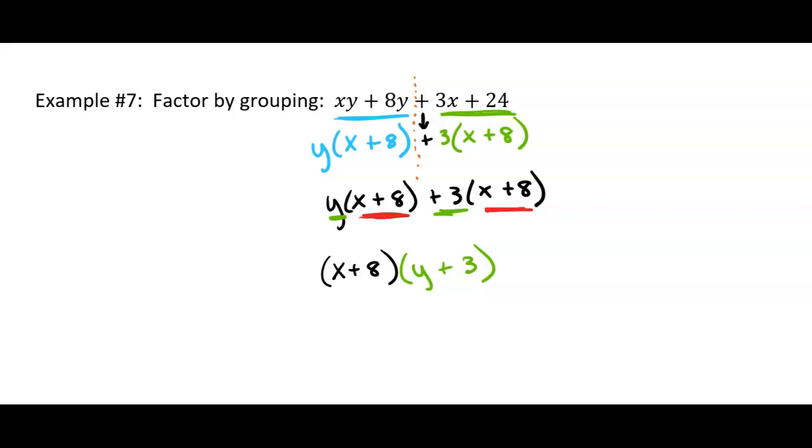So the x plus 8 came out. I just have one of them because that's the common factor they have. And then what was left was what I had in green. So that part came there and that part came there. Because a lot of times students ask, where did you get this? Where did you get that? That's where everything's coming from.